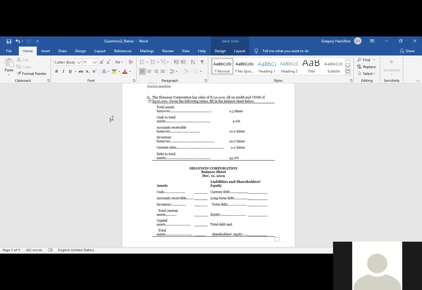And you could use a similar thing using inventory turnover to find inventory. The only difference is that in using inventory turnover, you're going to use cost of goods sold rather than sales. So it's cost of goods sold over inventory that will give you your inventory turnover, which is 10 times. All right, so let's work the question. Let's work it together.